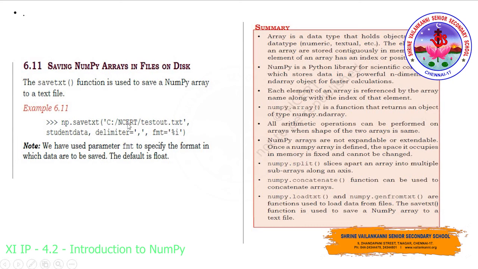Using the savetxt function, see what they have done. You can give the file name as well as the location within the savetxt function, then student_data, which is the variable name you used for creating the array, then delimiter, and fmt, which represents the format. So in which format do you want to save the array, whether in floating point type or in integer type, because the default data type in a numpy array is float, right. So they have provided the format as %i, which represents the integer format. So it will be saved in the integer format.